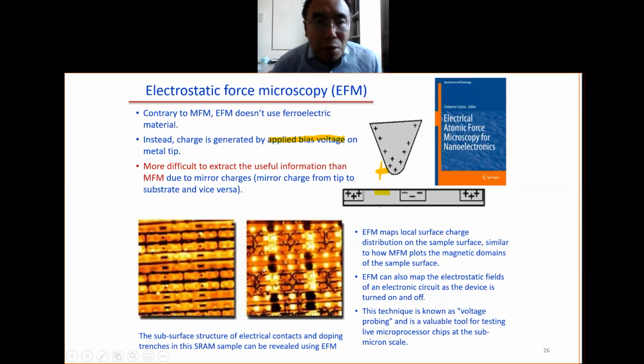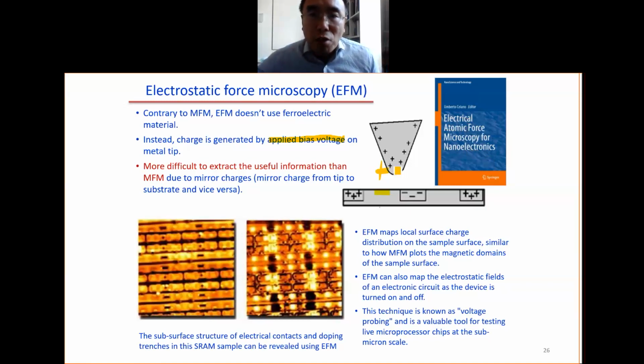Now, this is an example of the EFM. This is called electrostatic force microscopy mapping. This is the mapping of the surface charge. You can also map when the device is turned on or off, and you can see the difference. This is called voltage probing. So you can do many different forms of electrical measurement using AFM. If you want to know more, you can read this book. It's called Electrical AFM for Nanoelectronics.